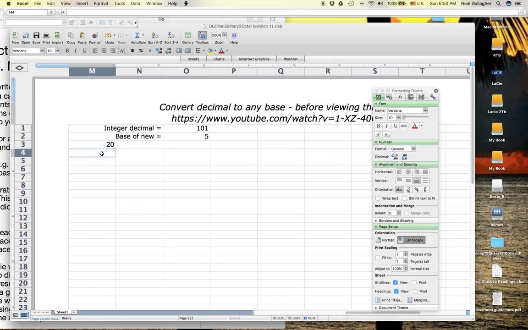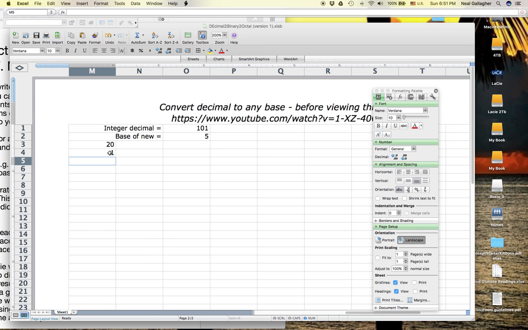Now here, I want to do the remainder of the division. I take 101 divided by 5. It's pretty clear looking at it: 5 into 101, the remainder is going to be 1, because 5 divides evenly into 100. I do that with what's called the modular operation, equals mod, and then the number in this cell, comma 5, and then equal. Okay, so we got 20 as the quotient, 1 as the remainder.